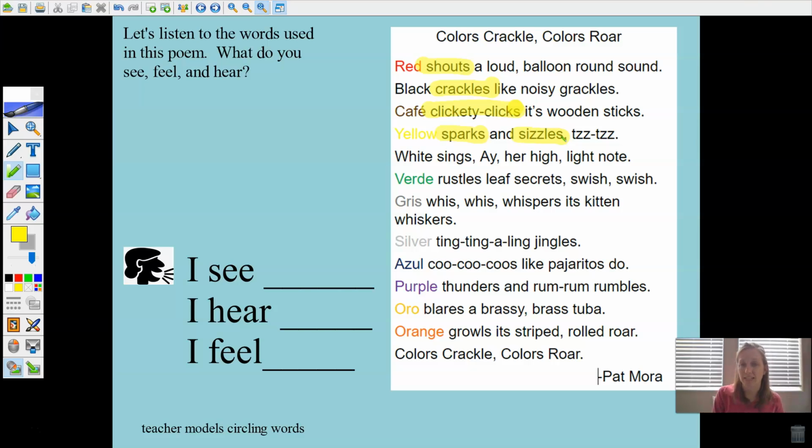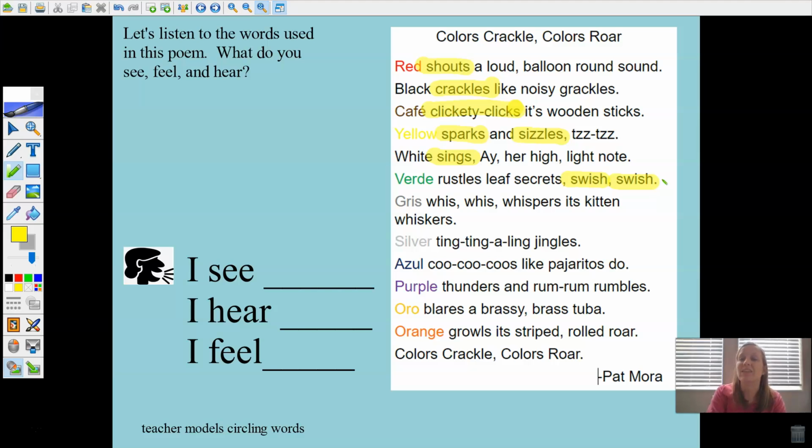White sings, a high, light note. So that word sings. Verde rustles, leaf secrets. Swish, swish. I'm going to highlight the word swish, swish. That helps me hear the leaves. Swish, swish. Gris, that's gray.